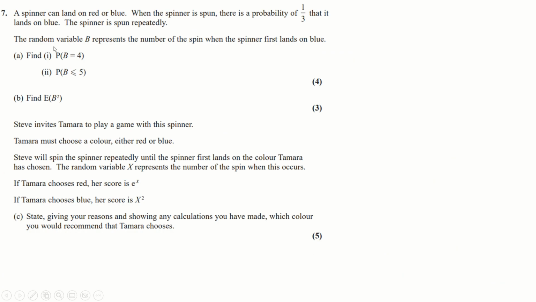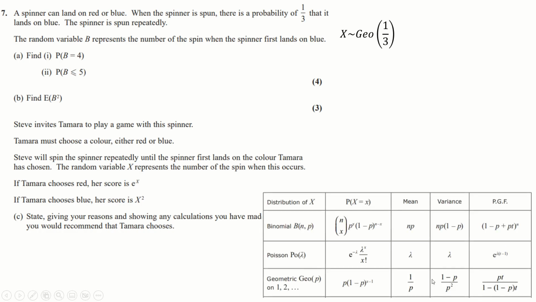Question 7, a spinner can land on red or blue. Probability of 1/3 that it lands on blue. We're going to spin this until we get the first blue. Now that's a geometric distribution with probability 1/3. And we can look in the formula book and we have all the information here. The probability that x equals x, which is just this here, where x is b, I guess. I should have put a b here, but whatever.